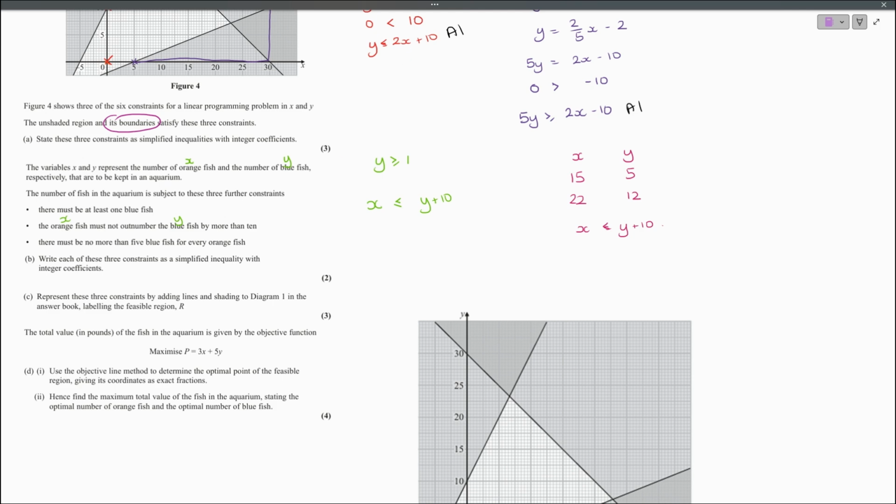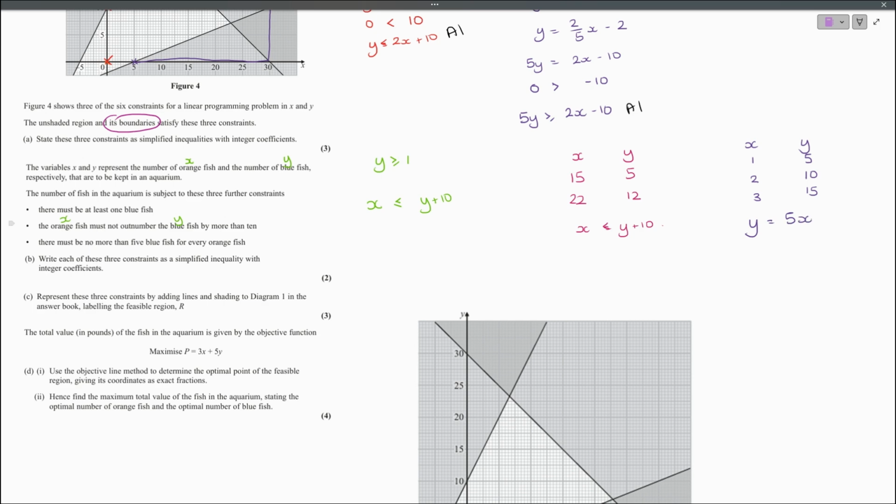And I'm going to use the same method for the final bullet point. There must be no more than 5 blue fish for every orange fish. So I'm going to write down my X and my Y. For every orange fish, so if I had 1 orange fish, 2 orange fish, 3 orange fish, etc., there must be no more than 5 blue fish. So there must be no more than 5 blue fish for this 1 orange fish, 10 blue for 2 orange, or 15 blue for 3 orange. So I'm actually seeing that Y is equal to 5x here.